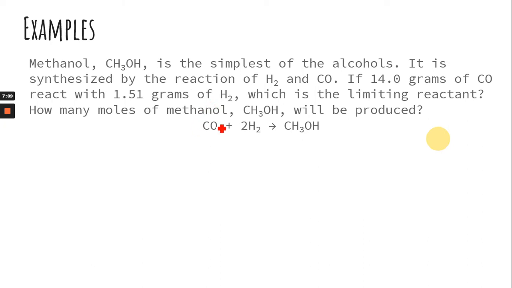Here we have methanol, and we're combining carbon monoxide and hydrogen. So we have 14 grams of carbon monoxide, 1.51 grams of hydrogen. We want to know how many moles of methanol are formed. Limiting reactant problem, because you have mass of both reactants. First thing we want to do is convert that to moles so that we can compare them.